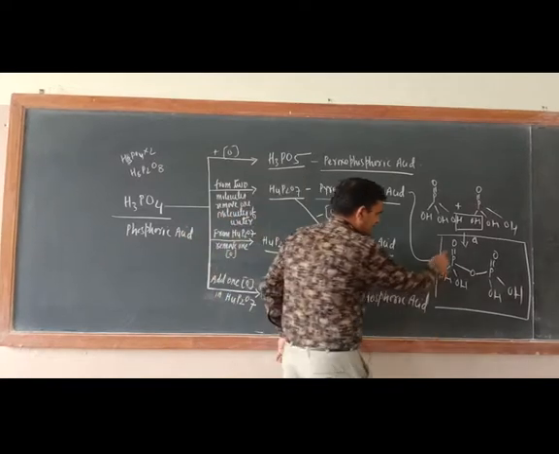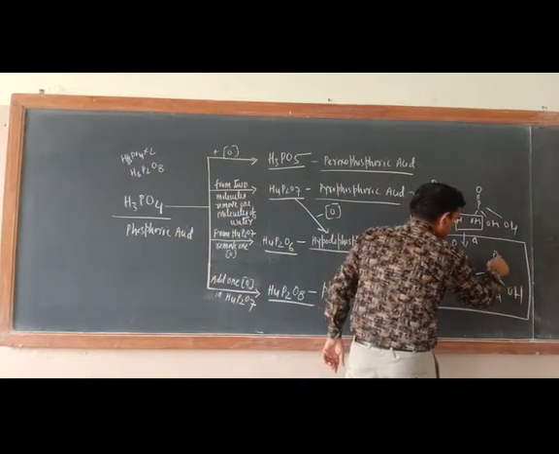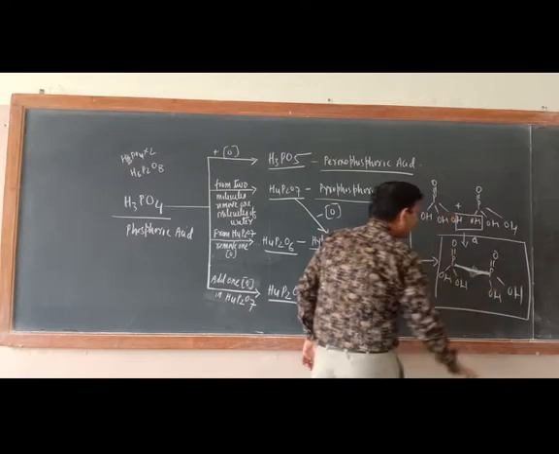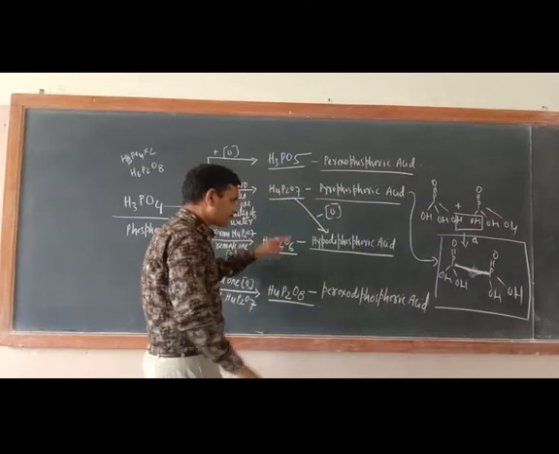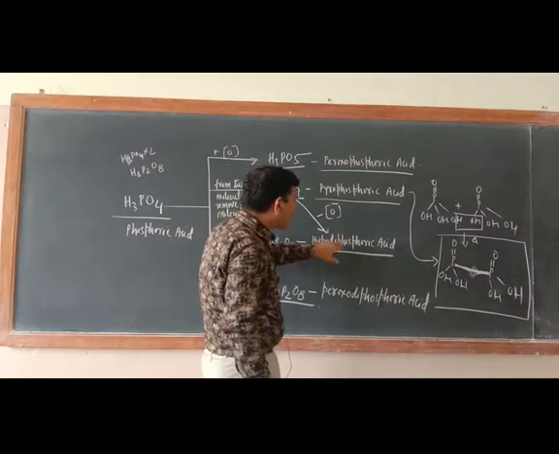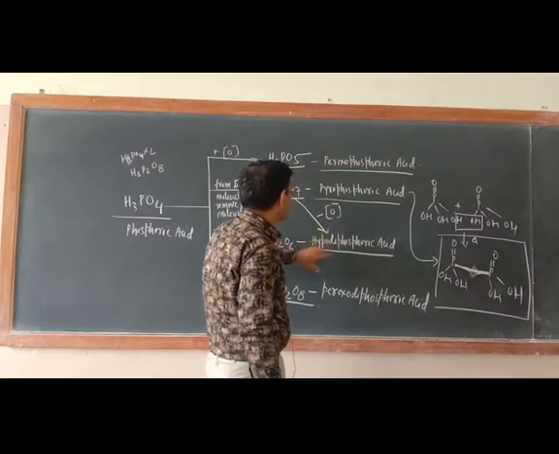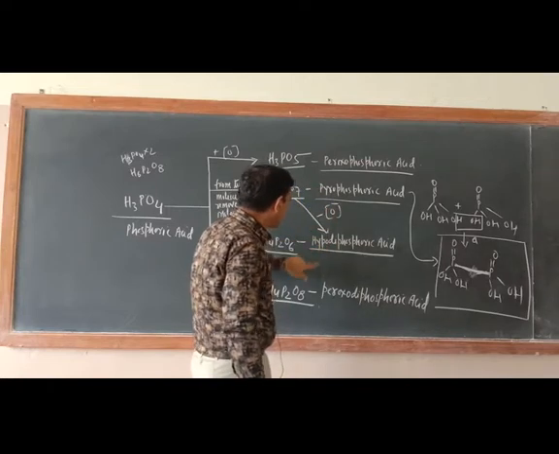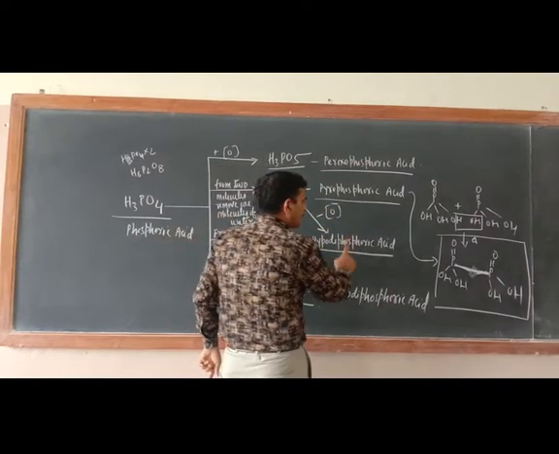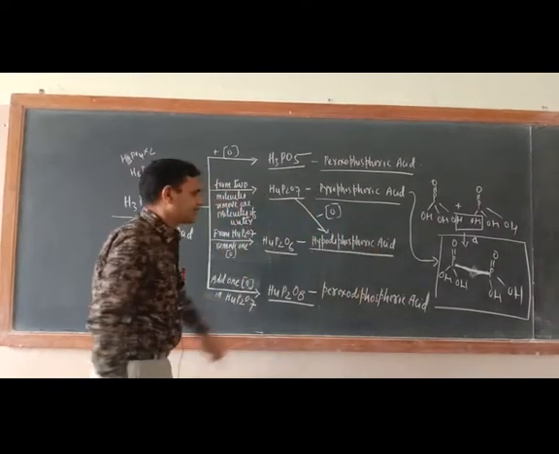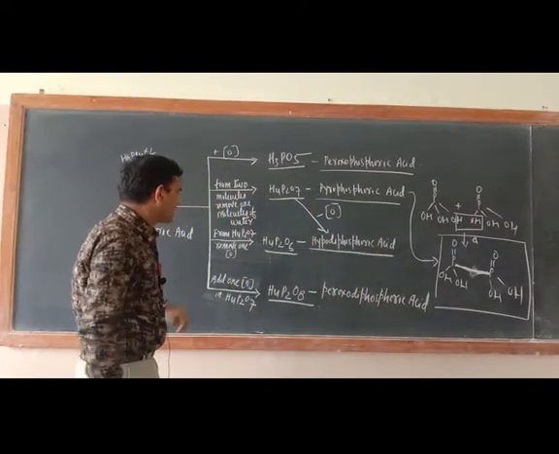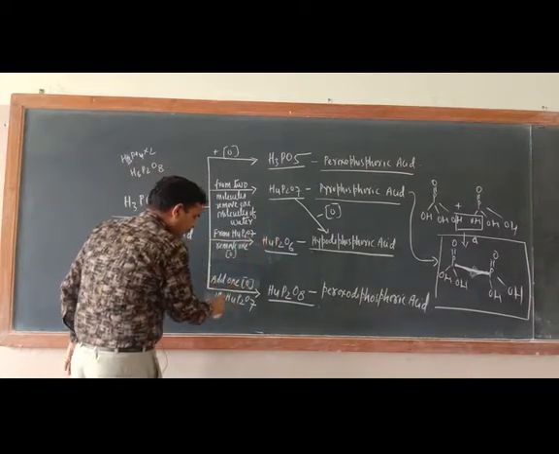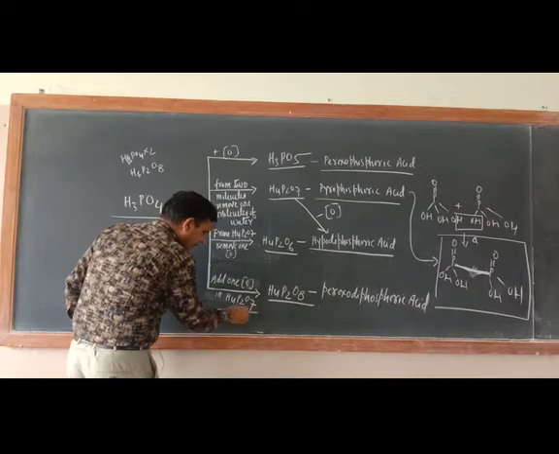Just see, 1 2 3 4 5 6, remove this oxygen. Now there is direct linking between phosphorus and phosphorus. Hypo means less, meaning from pyrophosphoric acid there is one oxygen less, that is why it is known as hypodiphosphoric acid. Now do one thing: in pyrophosphoric acid add one oxygen, so H4P2O7.